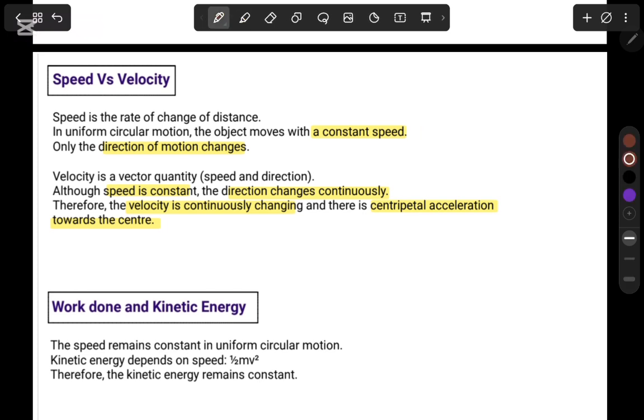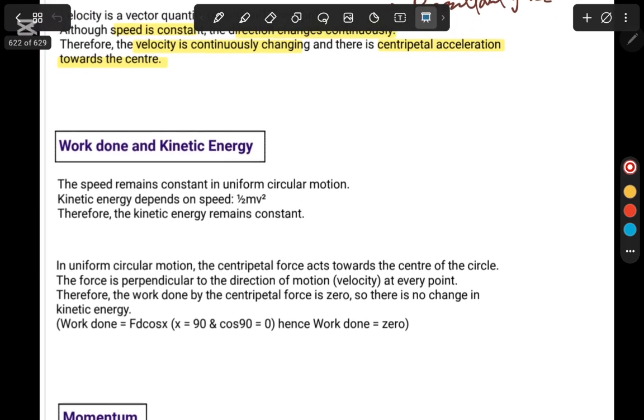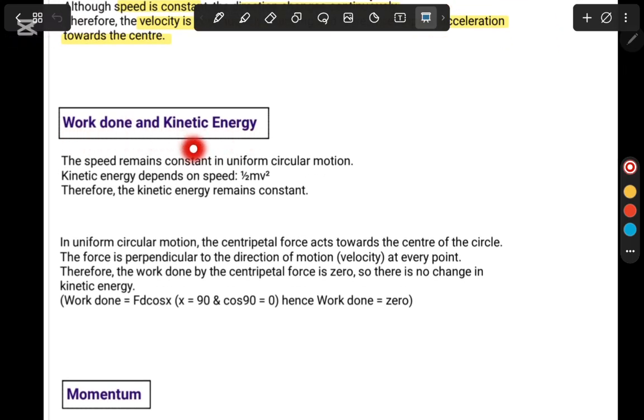If there is a change in direction, that means that there is a resultant force. Okay? So remember this point. Okay. Next, we're going to talk about the work done and kinetic energy. The speed remains constant in uniform circular motion, so the kinetic energy, which is dependent upon the mass and the velocity, also stays the same.